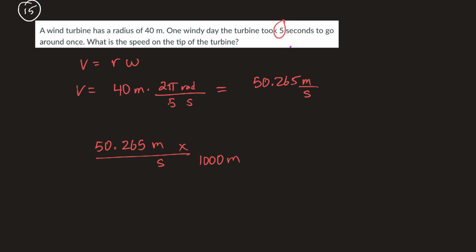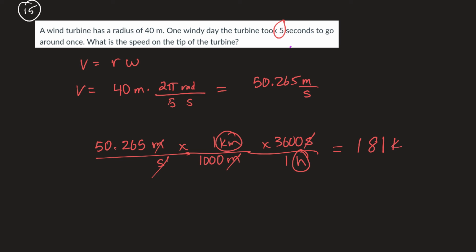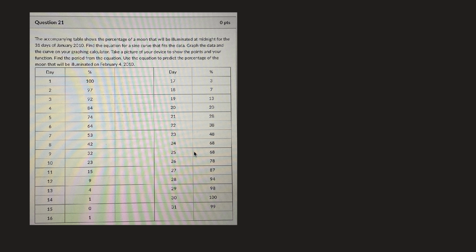I know there's 1,000 meters in 1 kilometer. Meters cancel. And I know there's 3,600 seconds in 1 hour. Seconds cancel. So my units will be kilometers per hour. I take that number and multiply by 3,600, which is a huge number, and divide that by 1,000. Let's round it: 181 kilometers per hour. You'd be going fairly quick on the tip of that turbine.